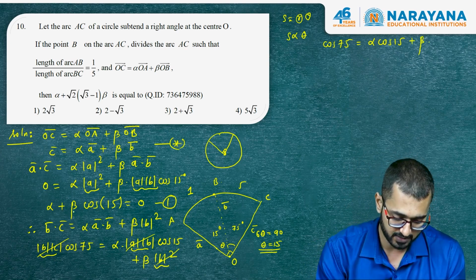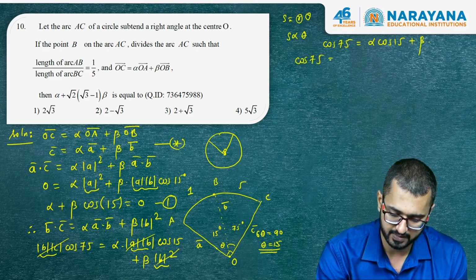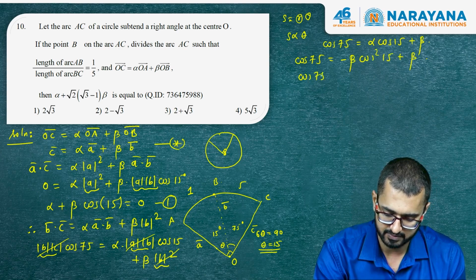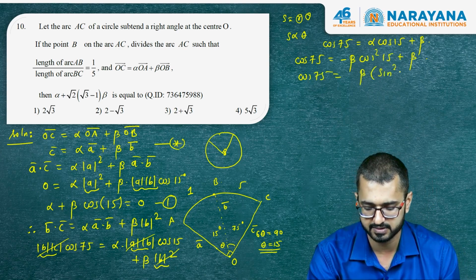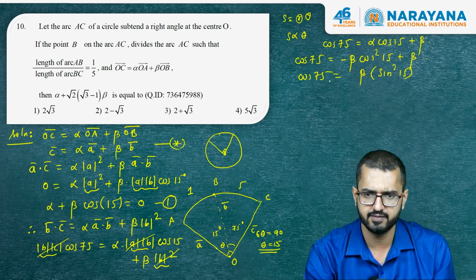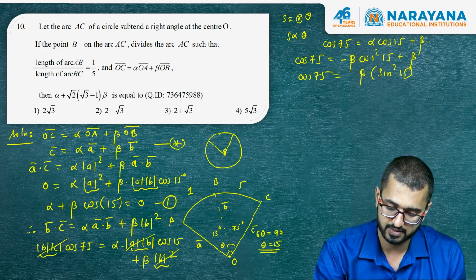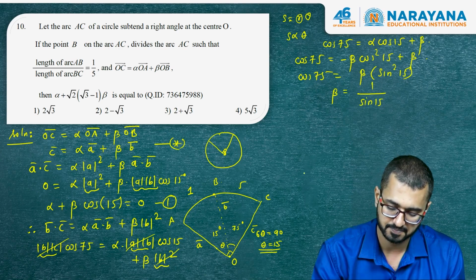We know all these values, cos 15, cos 75. So we'll just put the value of alpha into this equation. I can write cos 75 is equal to alpha, which is minus beta cos 15, so cos square 15, plus beta. So this will become cos 75 equals beta times common, 1 minus cos square 15, which is sin square 15. Cos 75 is the same as sin 15, since we can write sin of 90 minus 15. So one of the sin will get cancelled, and beta will be simply 1 by sin 15.